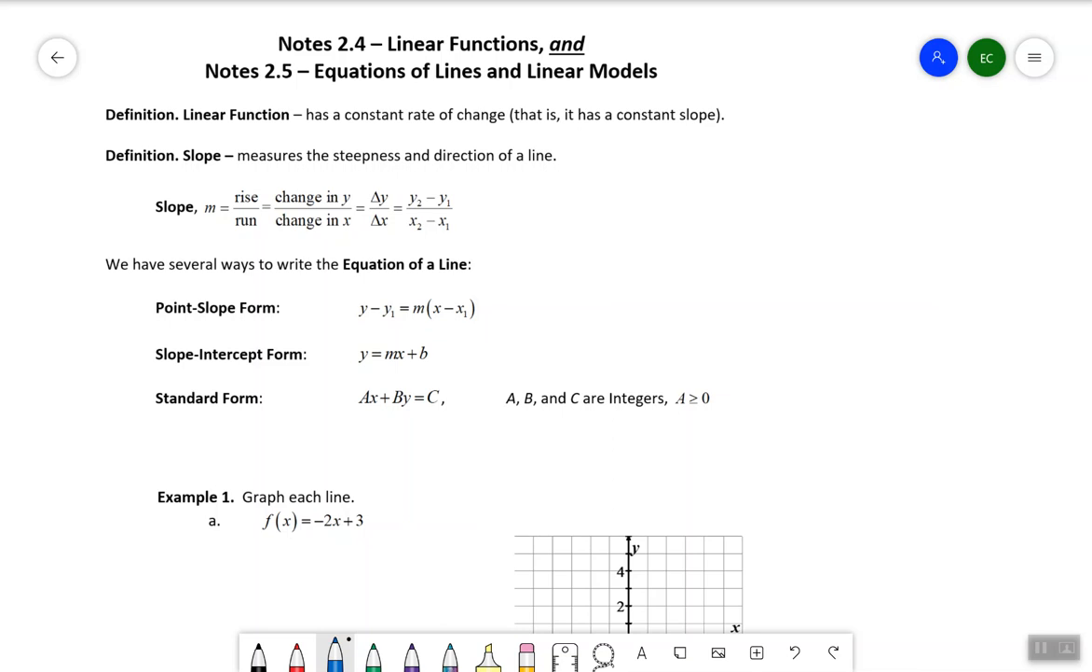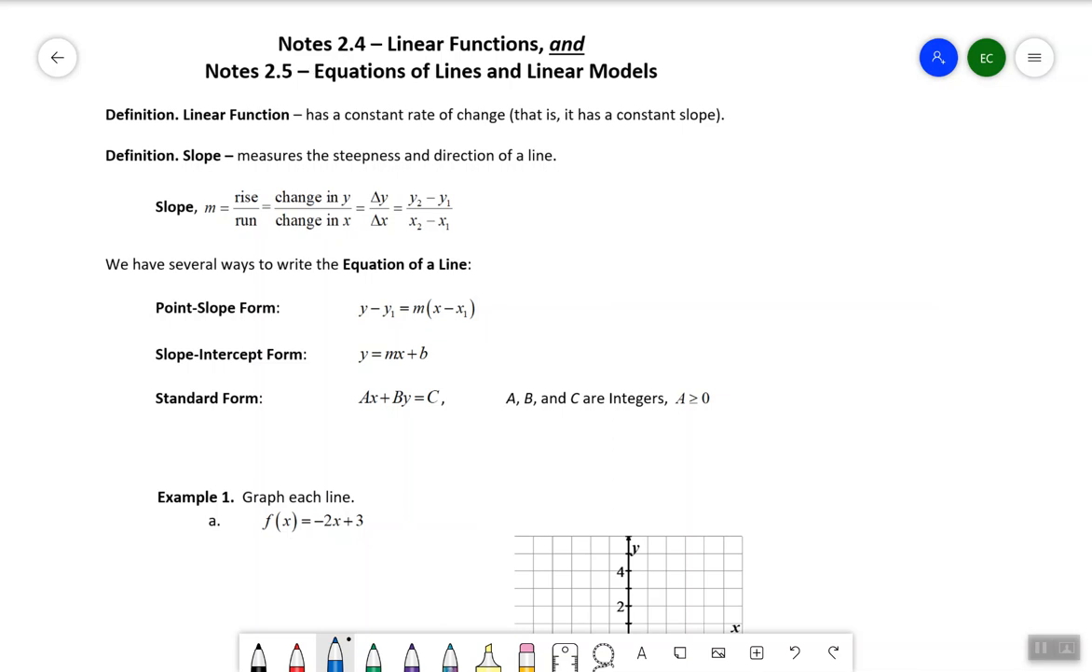Let's go ahead and look at section 2.4 and section 2.5. Let's cover these two sections together. The topic is linear functions and equations of lines. This is a topic that you've seen before, maybe more than once, in previous math courses. I want to consolidate the material just a little bit, and so that's the reason that we're going to cover the two sections together.